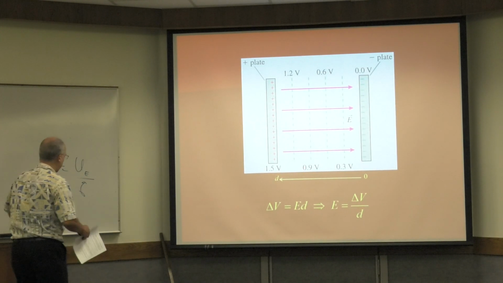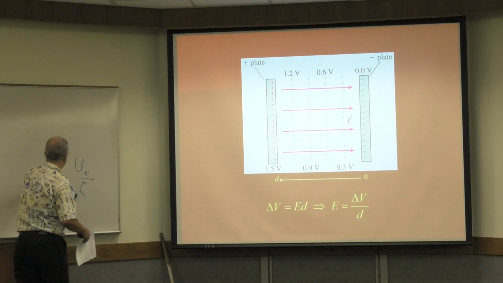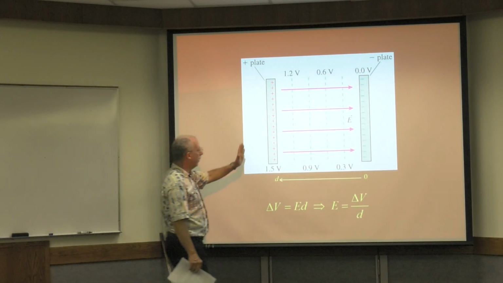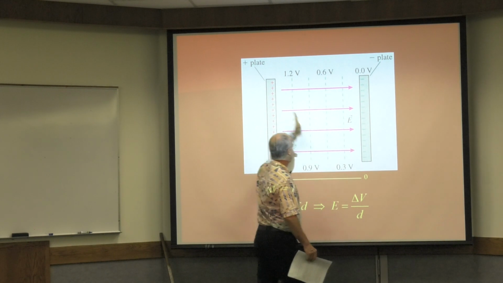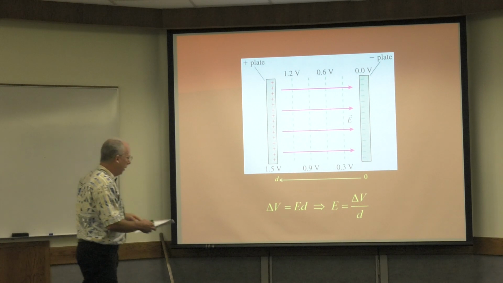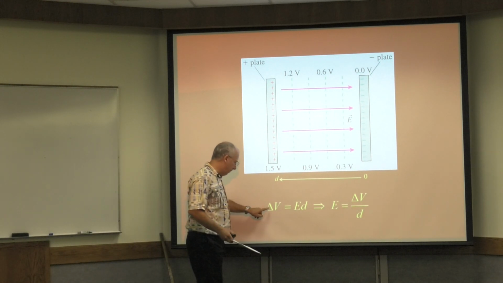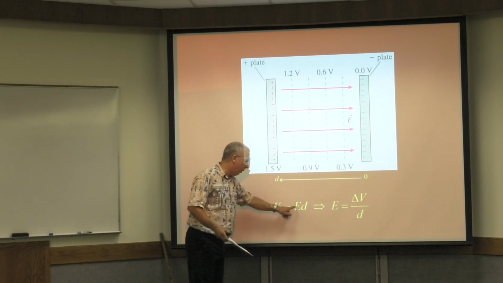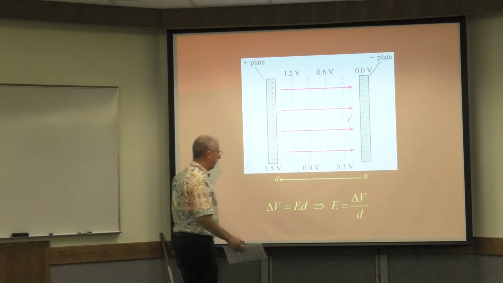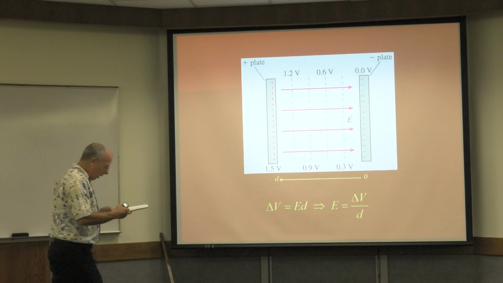Now, let's go back to our capacitor. By the way, this is called a parallel plate capacitor because of the parallel plates. So with our capacitor, we said that delta V is E d, the talking horse. Therefore, E is just delta V over d, the distance between them.